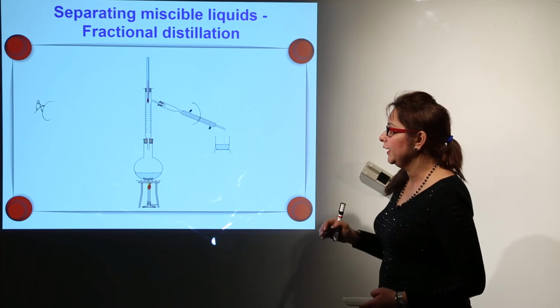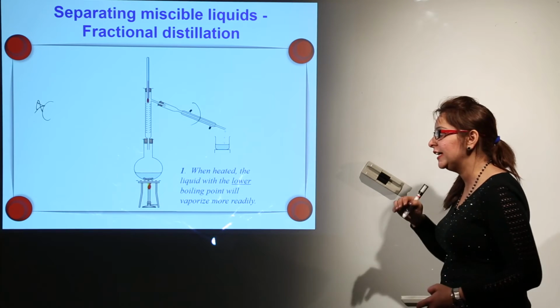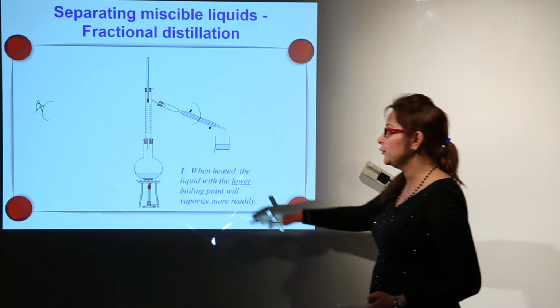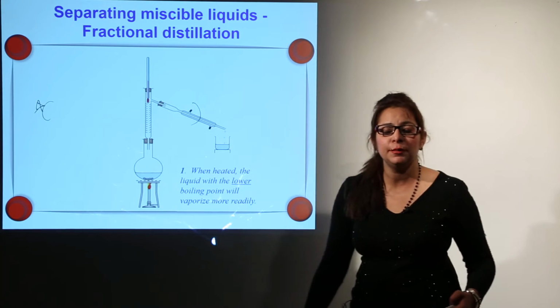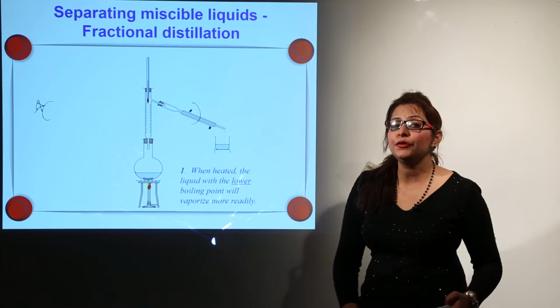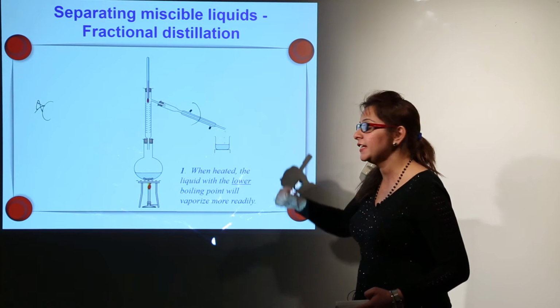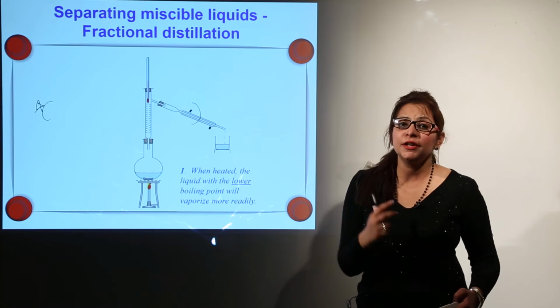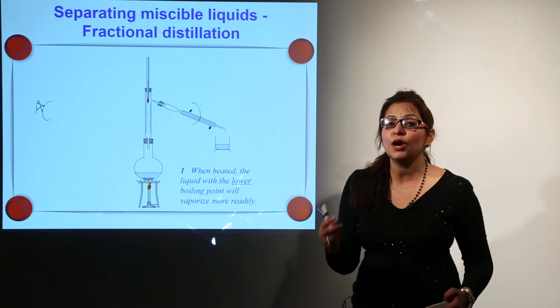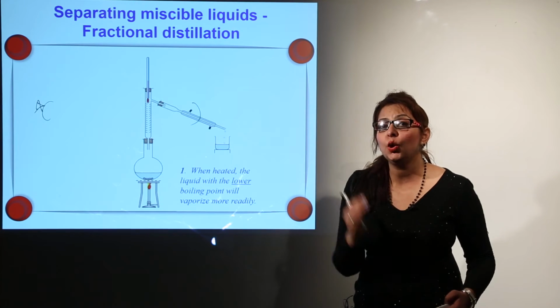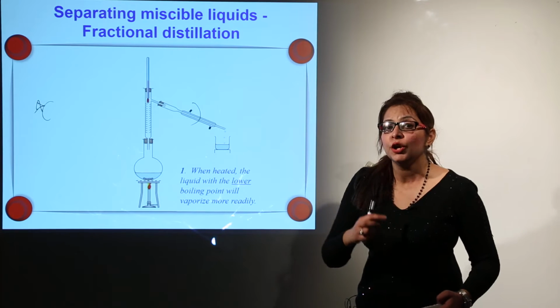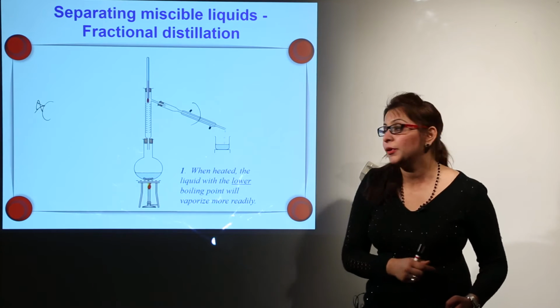So how we are doing, just look at it. What we are doing is heating the liquid, and we know that this flask contains a mixture of miscible liquids which differ in their boiling points. So when we are heating, what is going to happen? The mixture contains two or more components. Out of them, the one which has the lower boiling point is going to boil first. It is going to form vapor first, right?